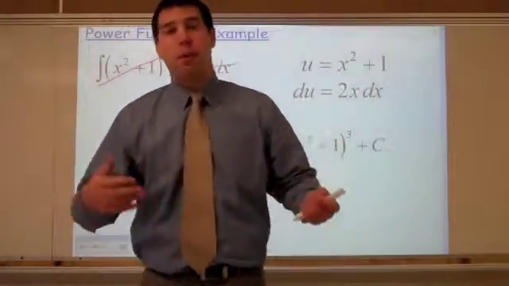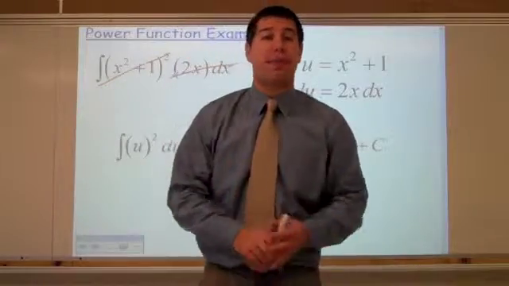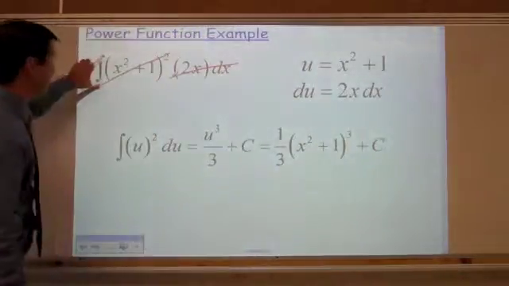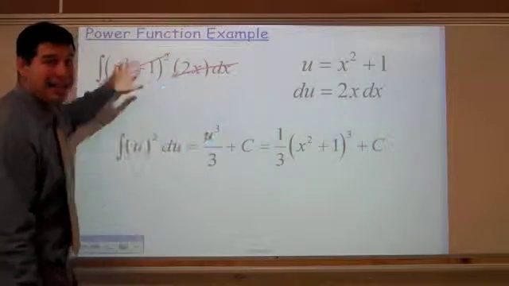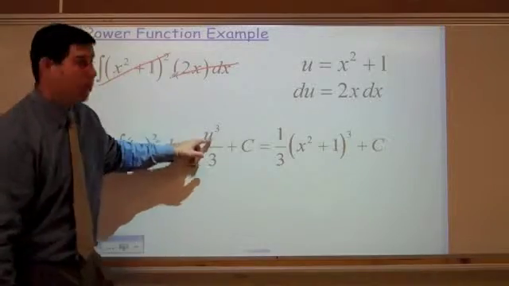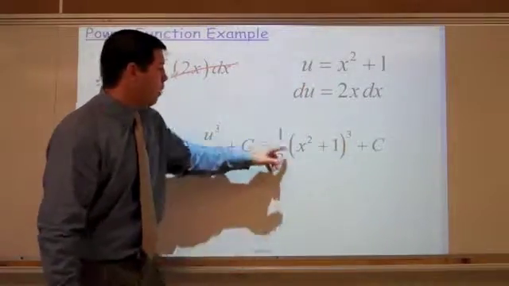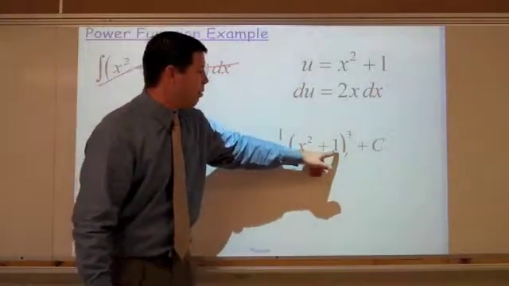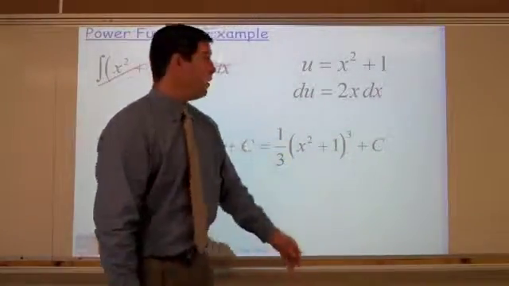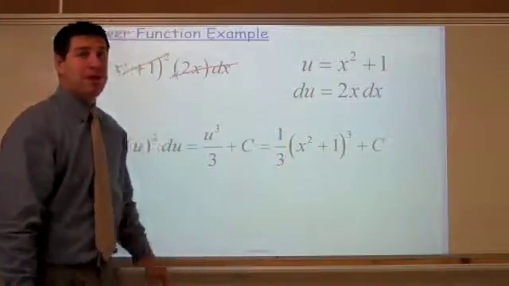Last step, once you have that 1/3 u cubed, or u cubed over 3 plus c, your last step is to back substitute. Because remember, we wanted this integral with respect to x, this antiderivative with respect to x. So I replaced the u with what I started with: 1/3 (x squared plus 1) cubed plus c. So I back substituted after I did my u substitution.